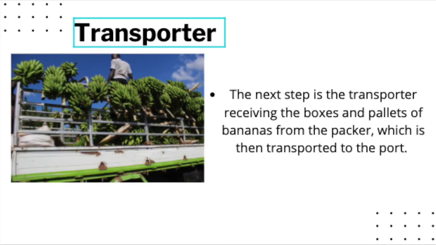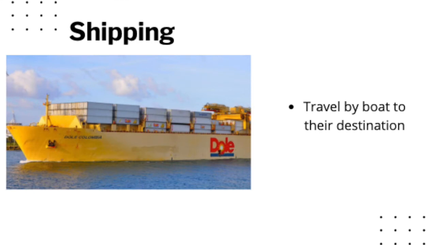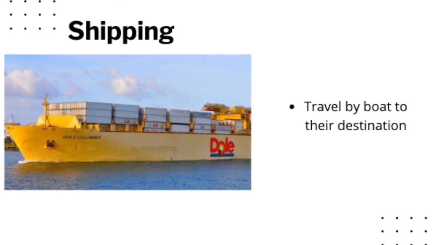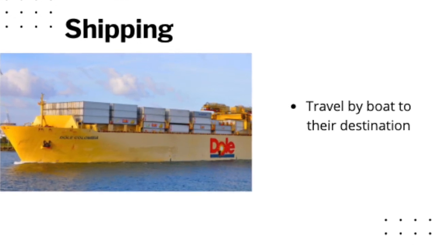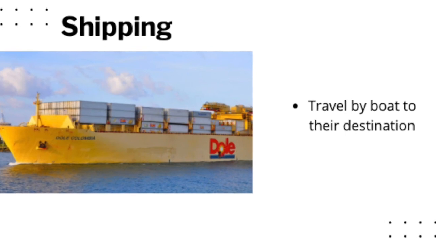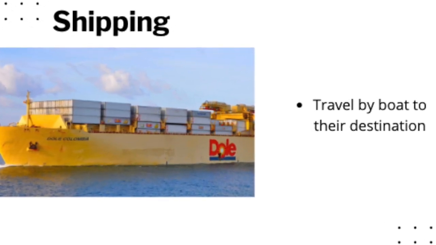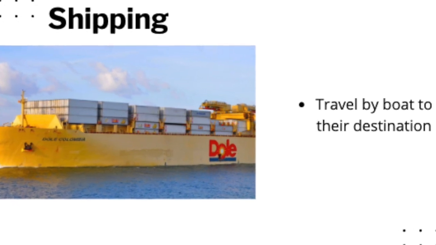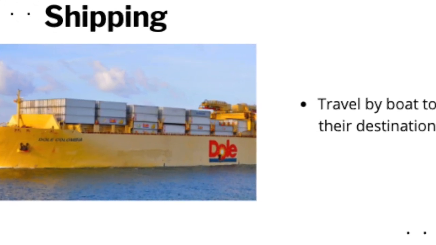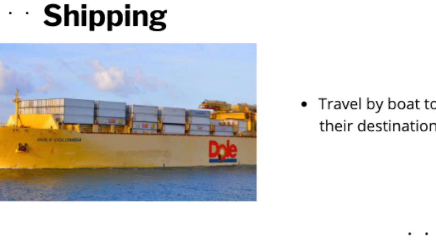Next on our journey, we have transporting. The transporter receives the boxes of bananas and puts them on these trucks to transport or to move them to the port. The loading port is where bananas go from the transporter to a ship. This ship will then take the bananas from their original location, which might be somewhere like Ecuador and Guatemala, to where they need to go.